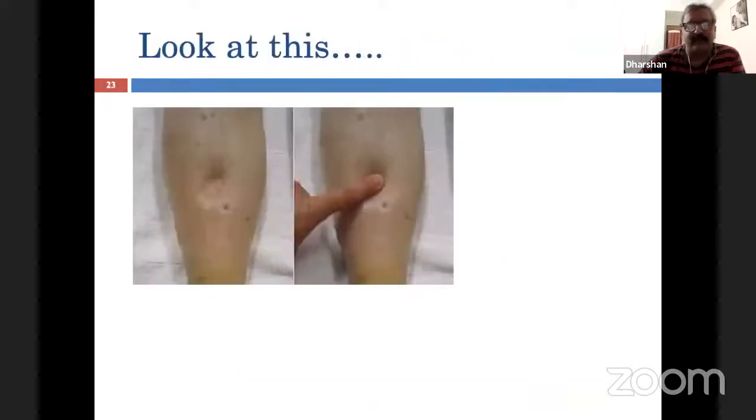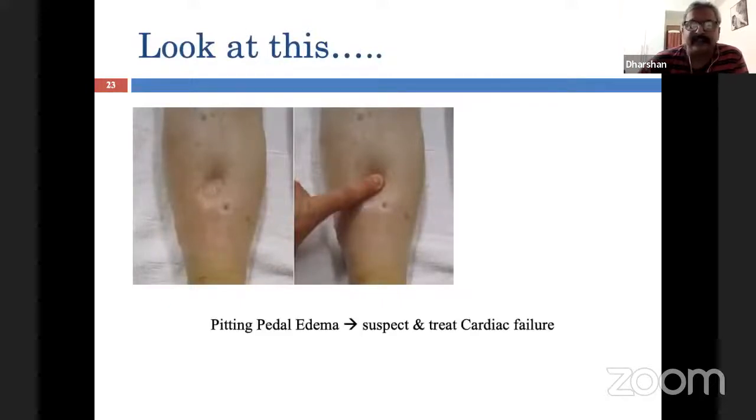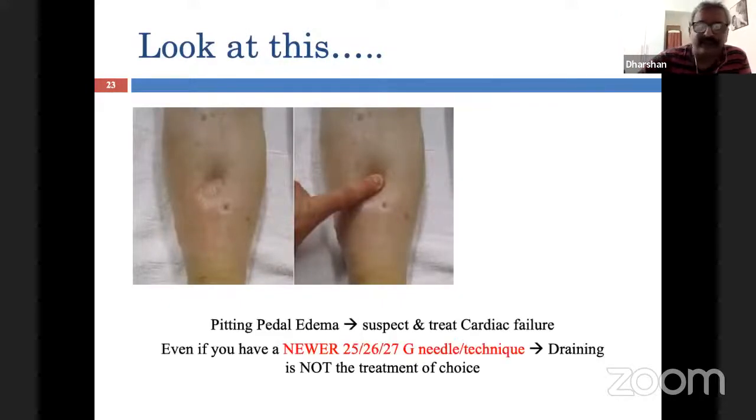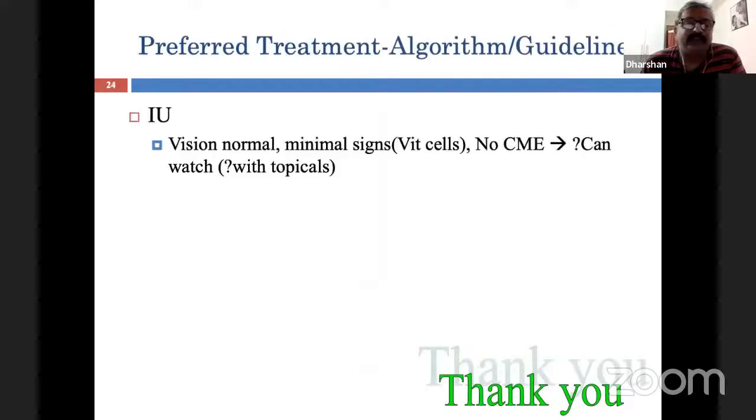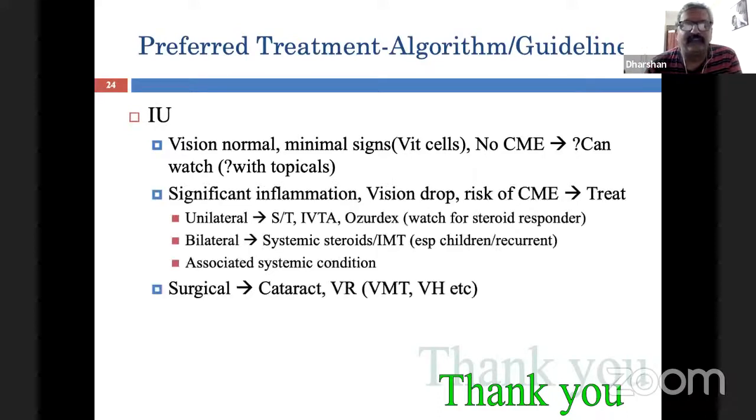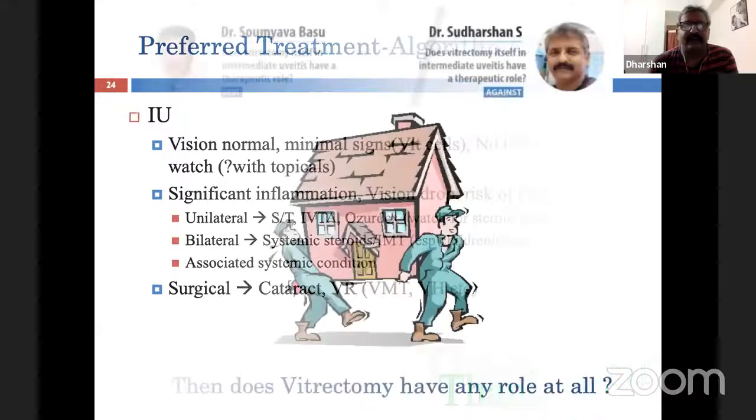We've always been taught from our medical days that if you have a pitting pedal edema, treat the cause, cardiac failure. You have a 25 gauge, 26 gauge, or a 27 gauge needle or a technique, draining is not the treatment of choice. So the preferred treatment algorithm may be that intermediate uveitis, if vision is normal or minimal signs, probably you can watch. And if there is significant inflammation, if it's unilateral, local therapy probably. If it's bilateral and associated with systemic condition, then treat systemically. Surgery comes into play when there are vitreoretinal complications or if there is cataract.